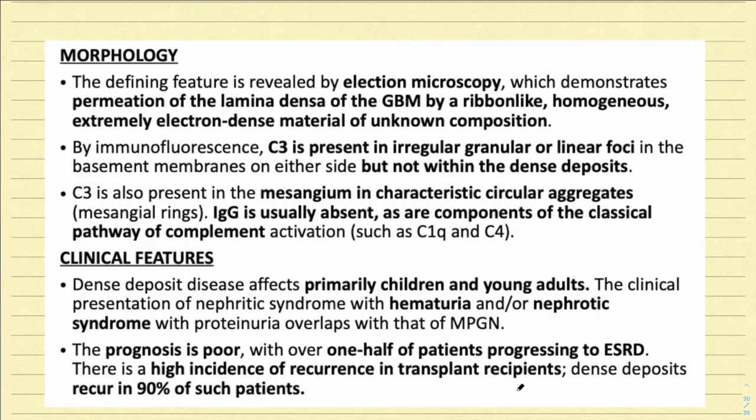So very importantly, by electron microscopy, what you can appreciate over here is that there is a permeation of the lamina densa layer of the GBM, which is the central layer, by a ribbon-like homogeneous electron dense material of unknown nature.